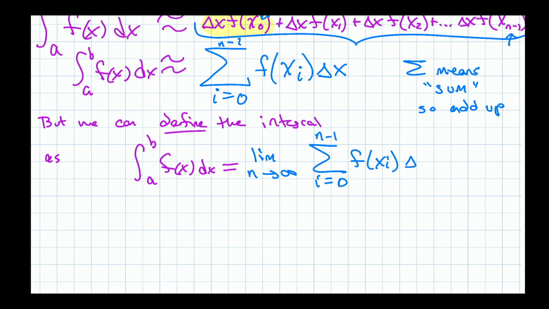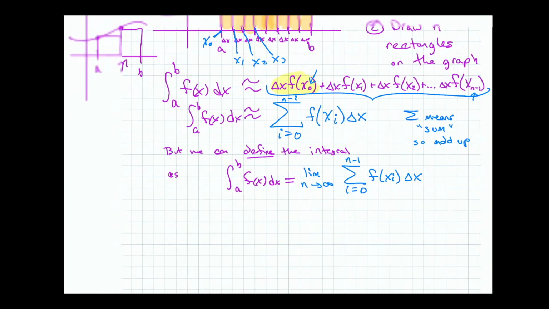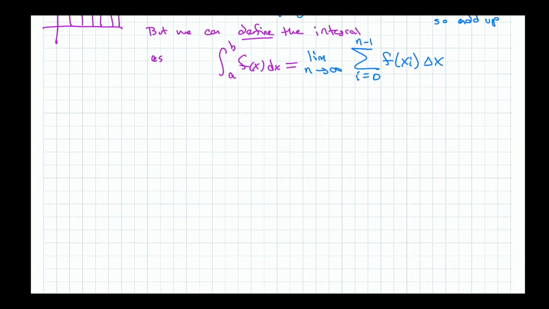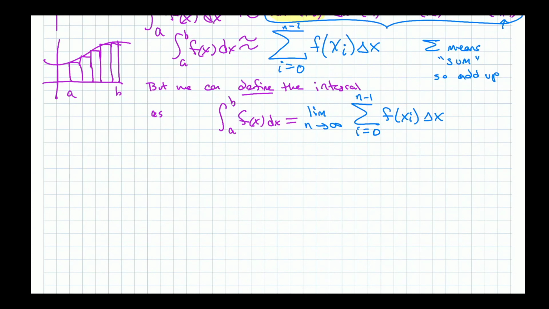So that would be like infinite rectangles. You go from this picture to more rectangles, which does a better job, right? You can see that. And then you do infinite rectangles, and what would that look like? Well, they'd be so skinny you can't even see them, right? If you used infinitely many rectangles, that's how you get the exact area. So you have to take a limit there in order to get the exact area.